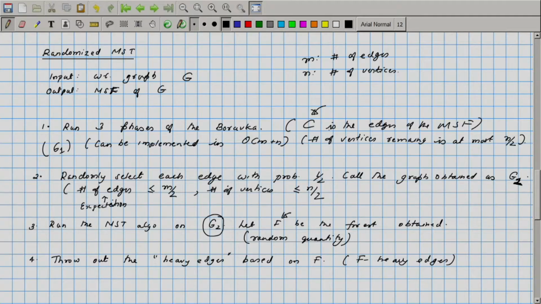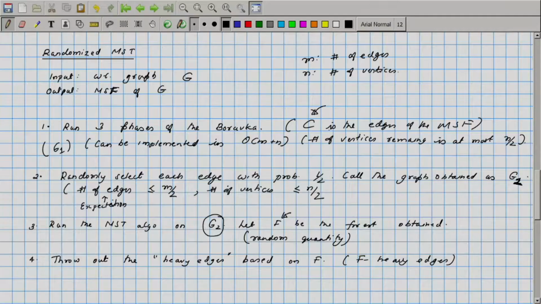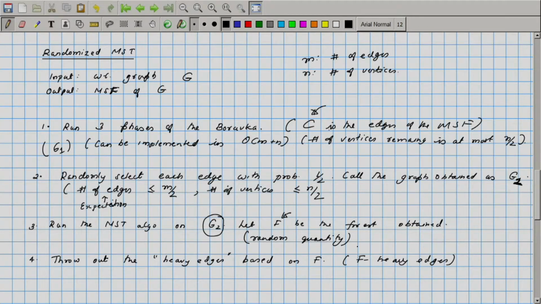The key thing is these F-heavy edges will not be present in any minimal spanning tree. Okay. So, it is safe to throw that out. It does not depend on our choice of F, the edges can be safely thrown out. The choice of which are the heavy edges might depend upon the particular forest that we had picked, but once we have identified that a particular edge is heavy for some particular forest, that is an edge that surely is not going to be present in the minimal spanning tree.